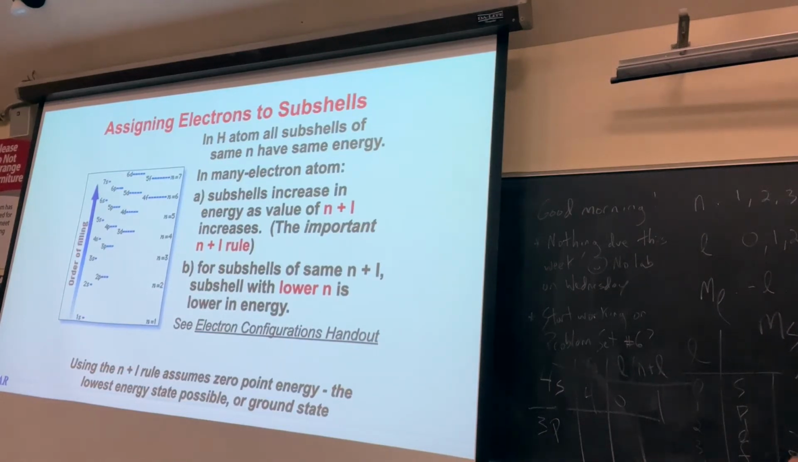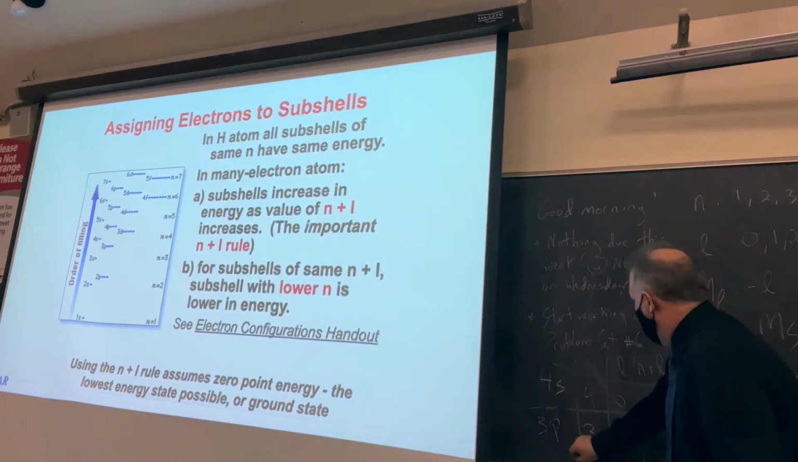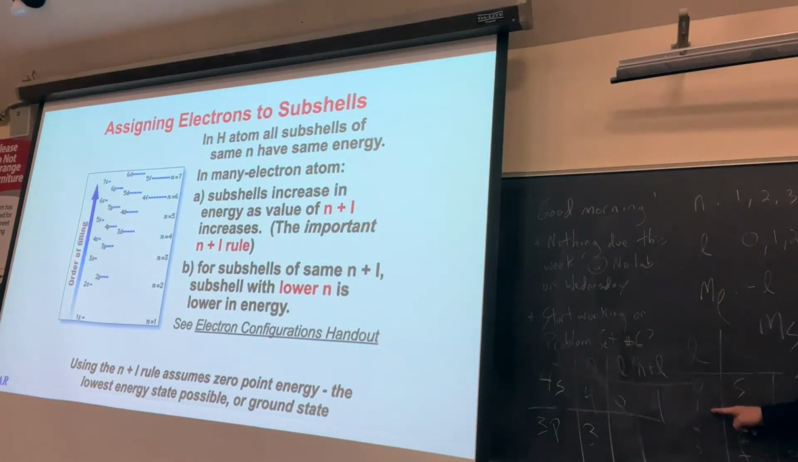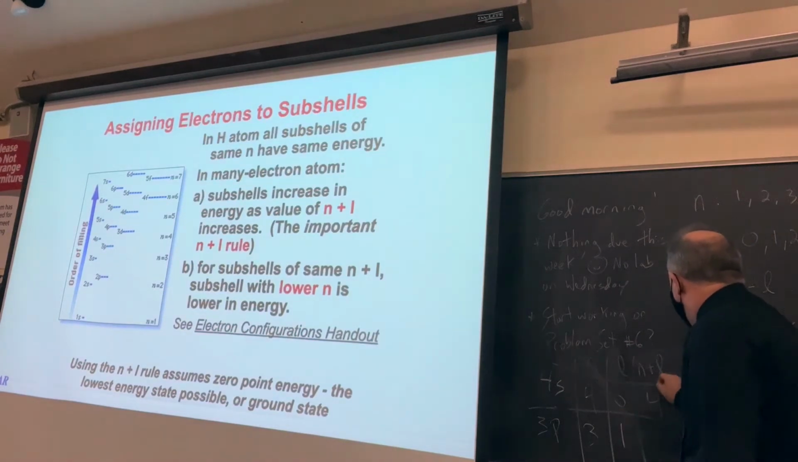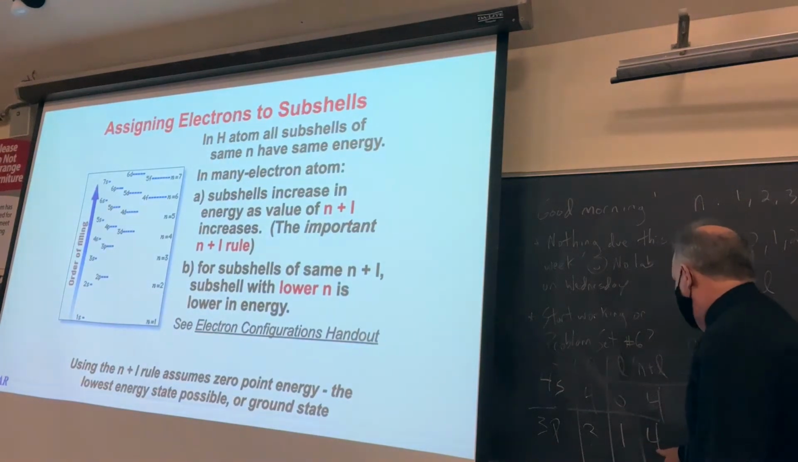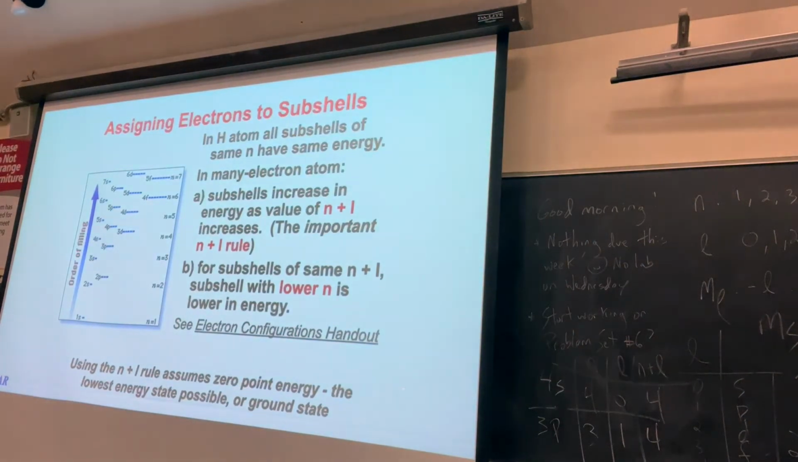For 3p, what is the N value? 3, good. For p, what is the L value? 1. Why I wanted to change is because 3 plus 1, the N plus L value here, is 4 as well. So this last part says that if you have a tie, the same N plus L value, like here, the lower N will be lower in energy. Remember that N equals 3 for 3p versus N equals 4 for 4s. That's why 3p is filled before 4s, all right? 3d would have had N plus L equals 5, and that wouldn't have worked, but that's a different story.